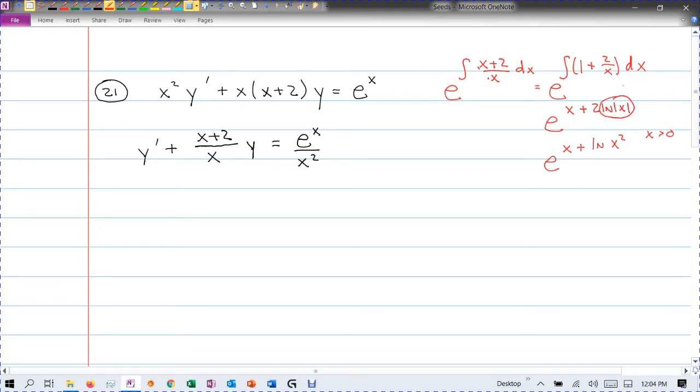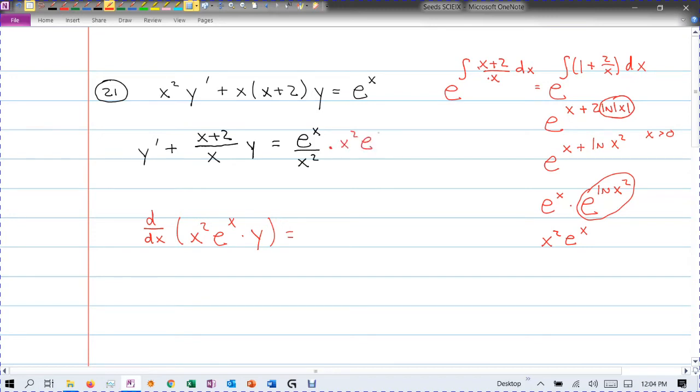So, and now I'm going to use properties of exponents again, rewriting that way, and then now this right here just becomes x squared. So I'm going to write x squared e to the x. That's our integrating factor, so d dx should be that integrating factor times y equals, and then when I multiply this side by x squared e to the x, the x squareds are gone, and I just get e to the 2x.